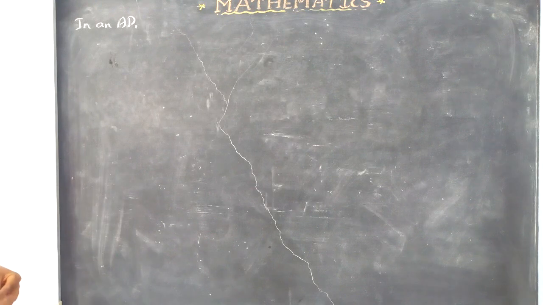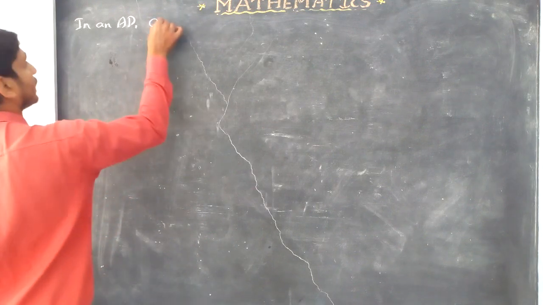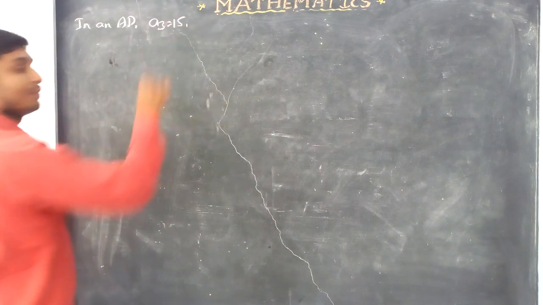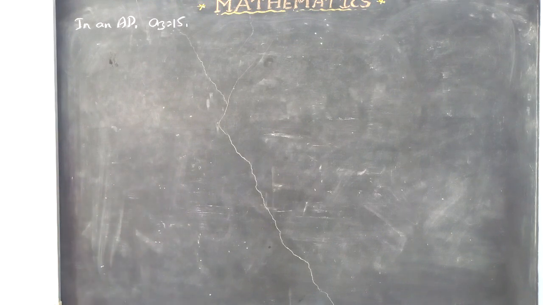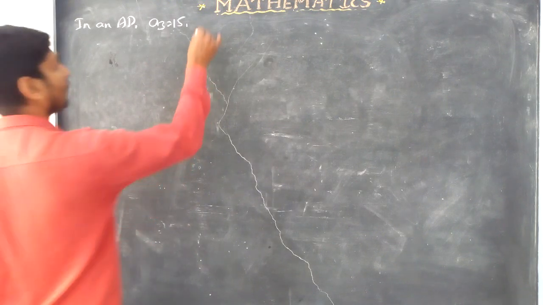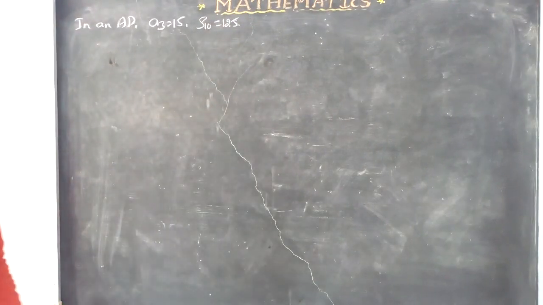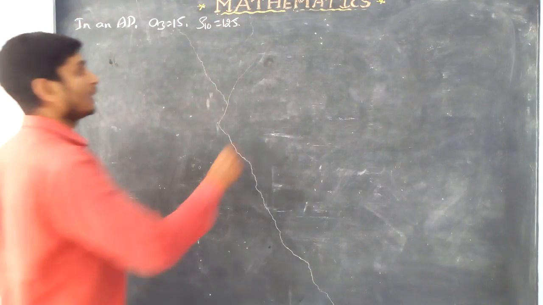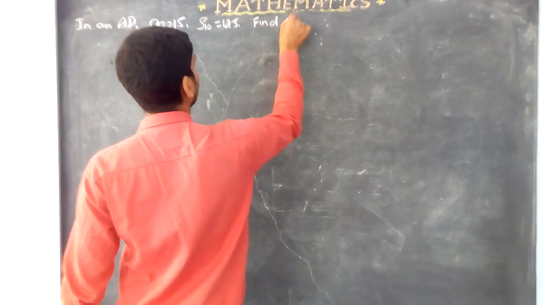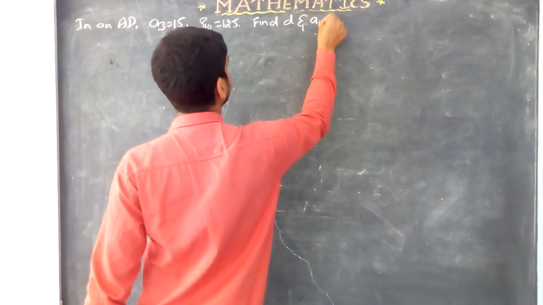Next question is, in an AP, A3 is equal to 15, and another thing is S10 equals 125. Find D and A10 is the question.